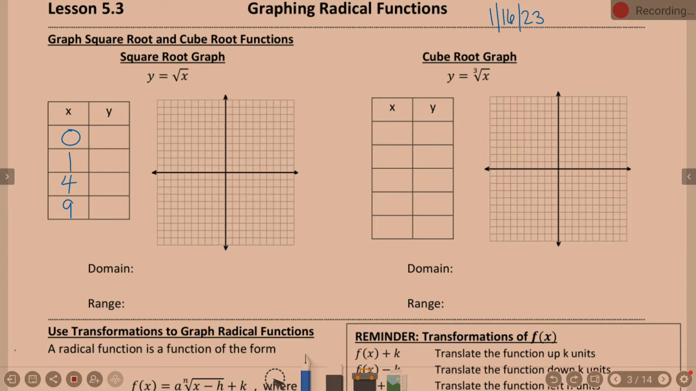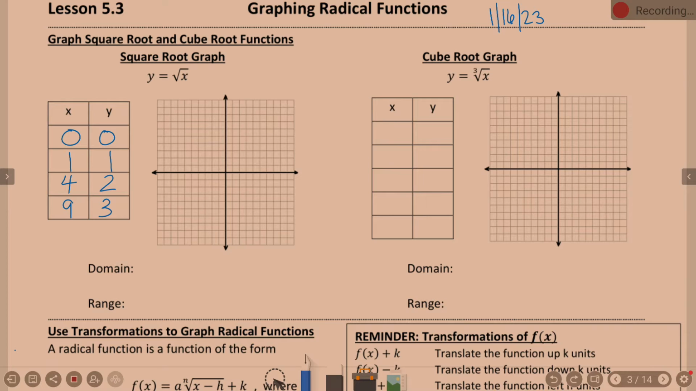I don't want to put 2 on here because I don't want to graph the square root of 2. What is the square root of 2? Some decimal, right? I don't want to have to graph a decimal. So I pick numbers that are perfect squares. So if x is 0, and I put 0 in here, what's the square root of 0? That is 0. If I put 1 in for x, the square root of 1 is 1. If I put 4 in here, the square root of 4 is 2. And if we put 9 in here, the square root of 9 is 3.